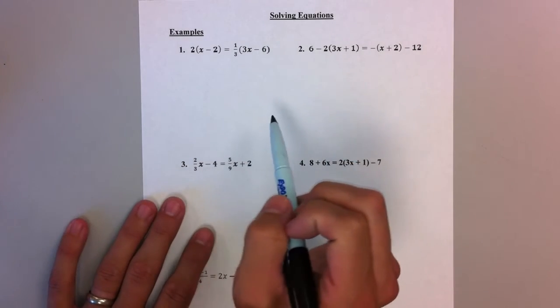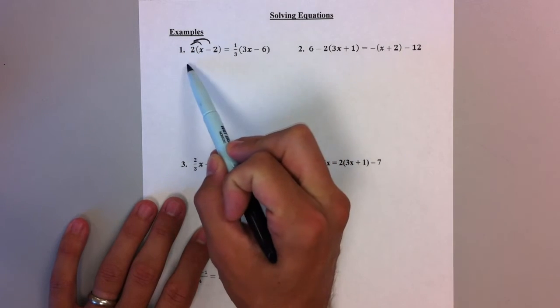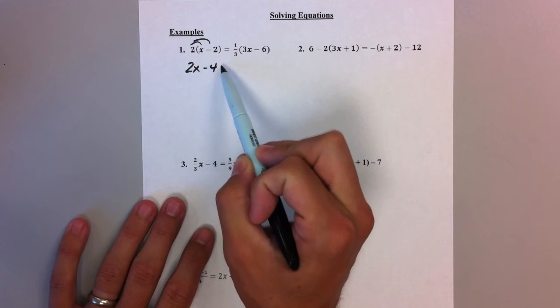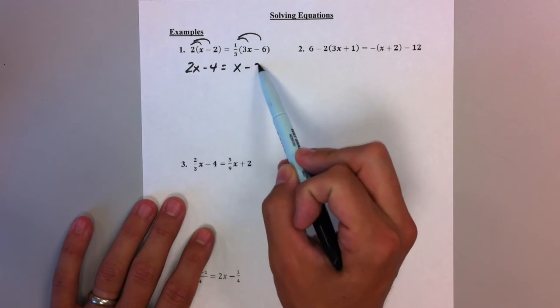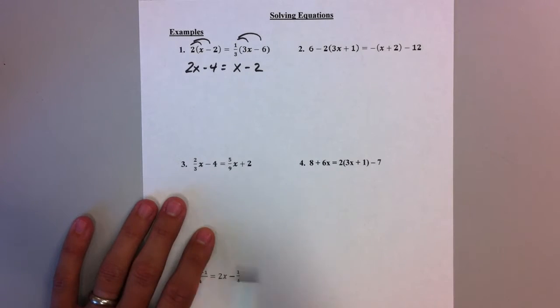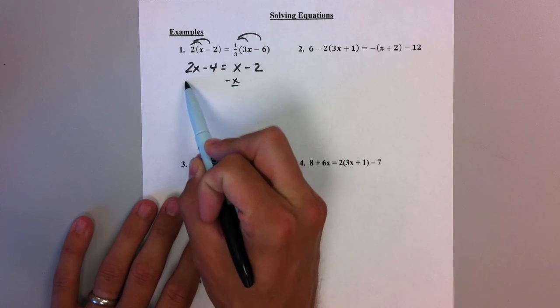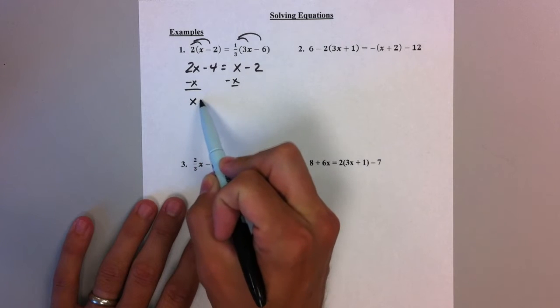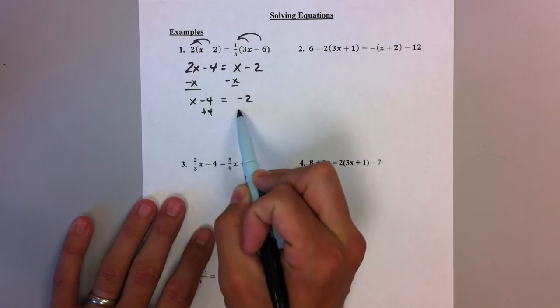As I look at this, the first thing I would do is simplify or distribute. So I would distribute this, I get 2x minus 4, and here I would distribute and I'd get x minus 2. Then the question is, how do I solve? I'm going to move my variables to one side and my constants to the other. So I'm going to subtract x to the left, so we get x minus 4 equals negative 2. And then I'm going to add 4.